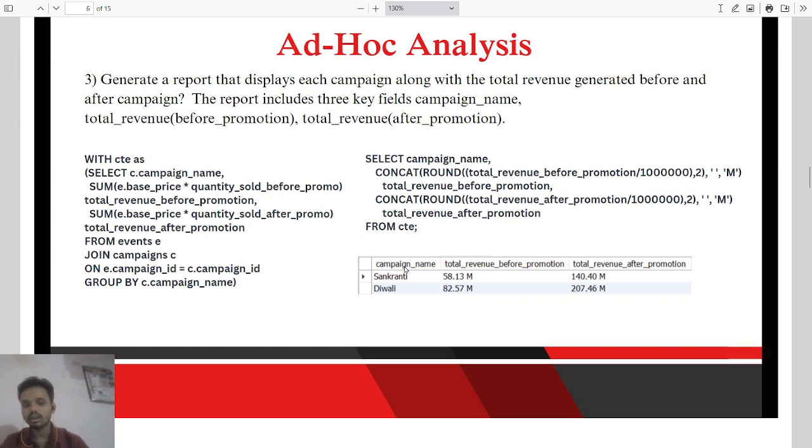The campaign names were Sankranti and Diwali. Total revenue before and after promotion are 58.13 million before and 140.40 million after for Sankranti, and for Diwali it is 82.57 million before and 207.46 million after. So from this we can conclude that both campaigns have given a good incremental revenue.